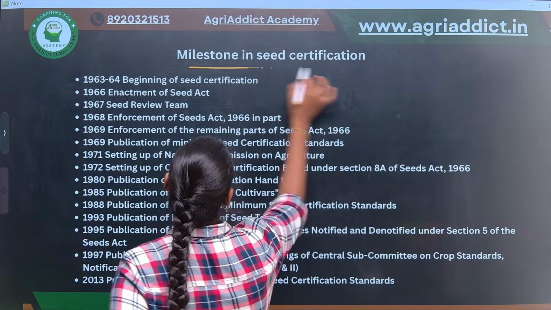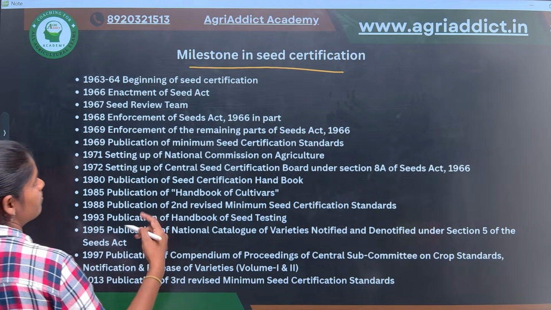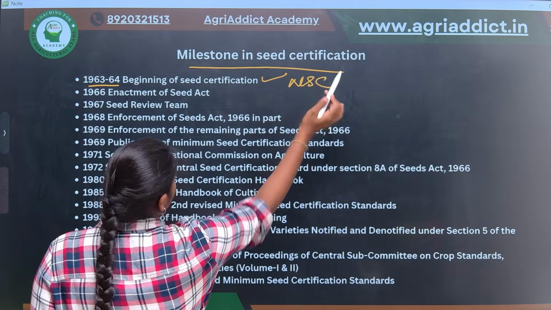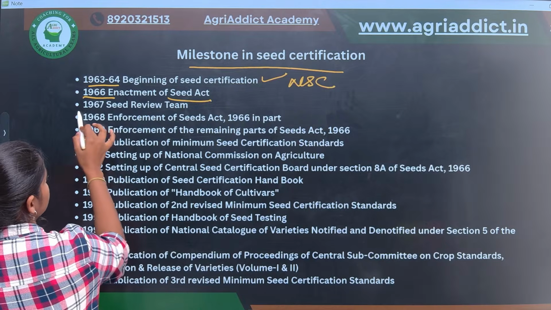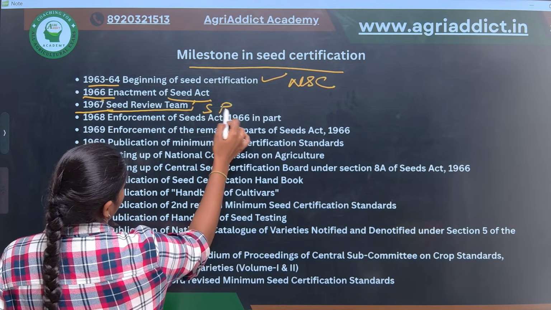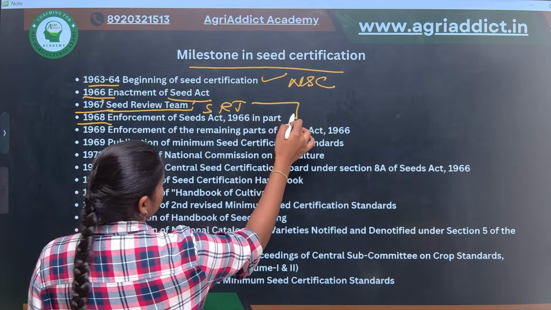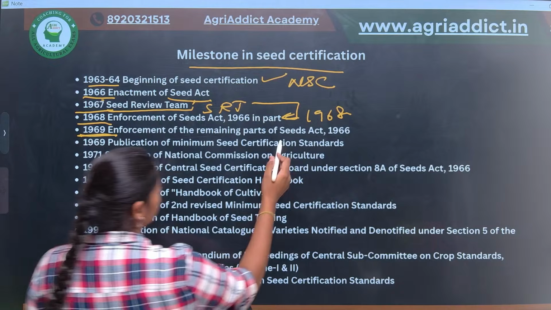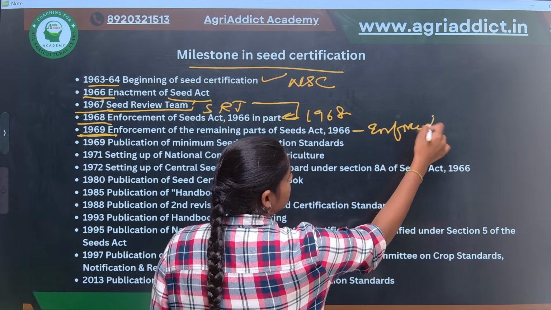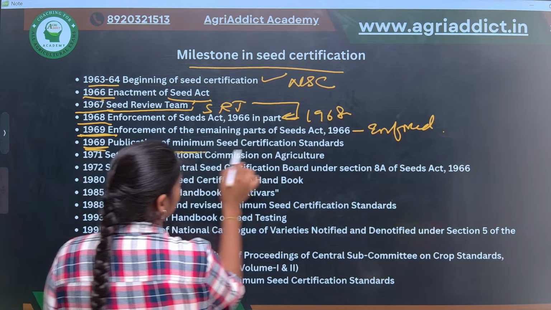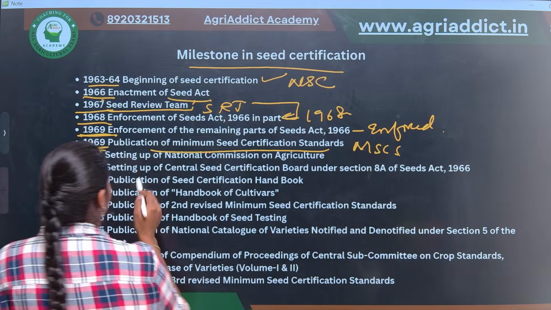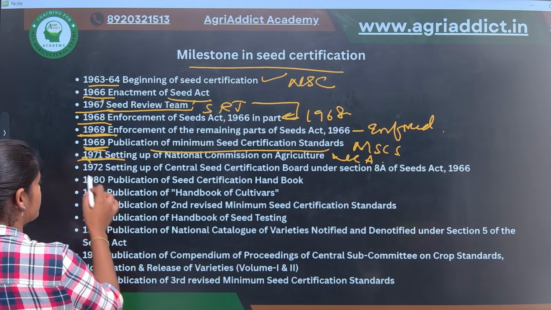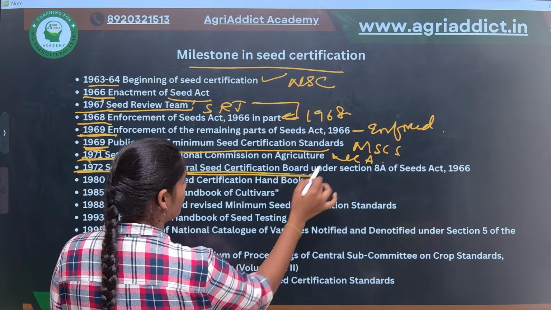These are the milestones in seed certification. Let's brush up on some things. In 1963-64, certification began with the NSC. In 1966, we got the Seed Act. In 1967, we had the SRT, the Seed Review Team. Then we got the Seed Rules in 1968. In 1969, the Seed Act was enforced, and we got the minimum seed certification standards. In 1971, we had the NCA, the National Commission on Agriculture. And in 1972, we got the Central Seed Certification Board.